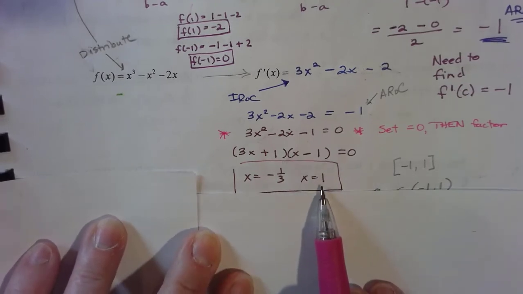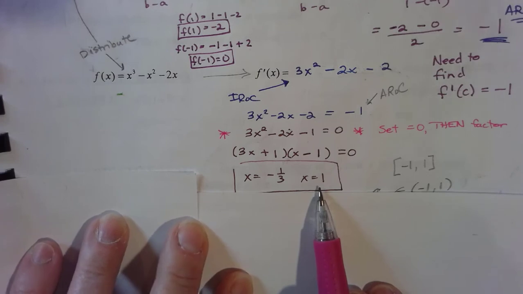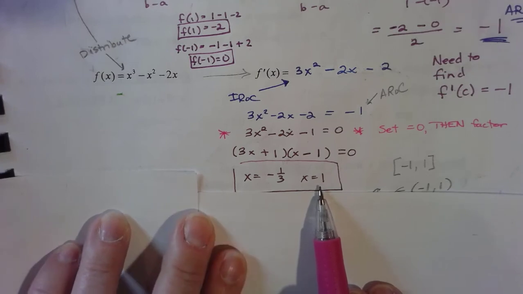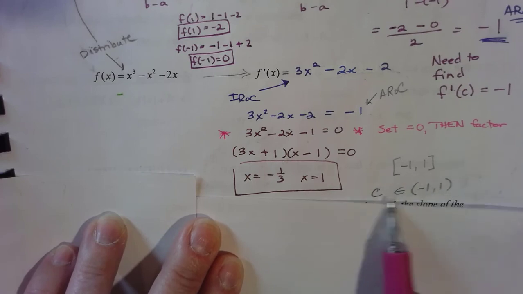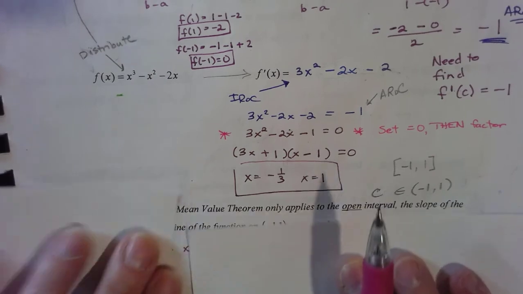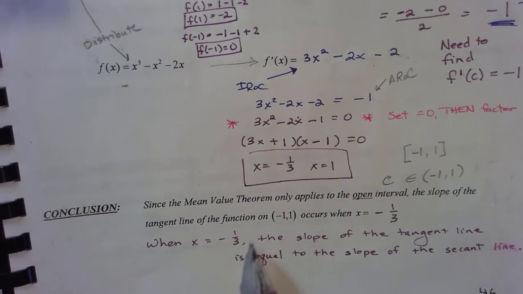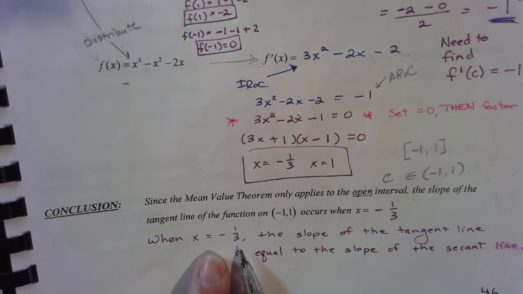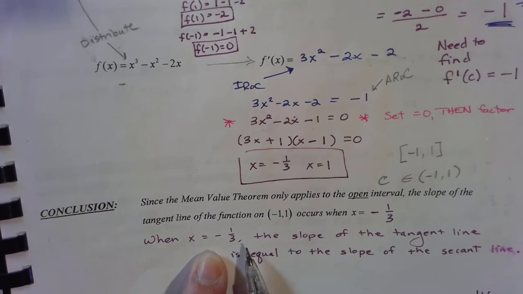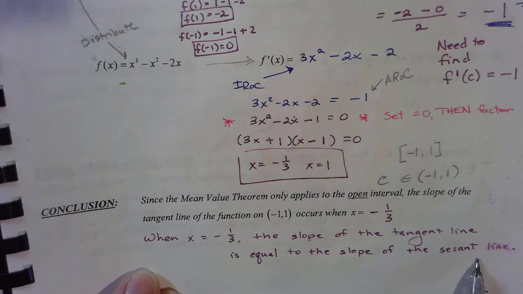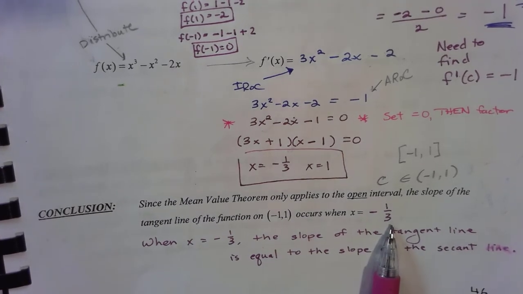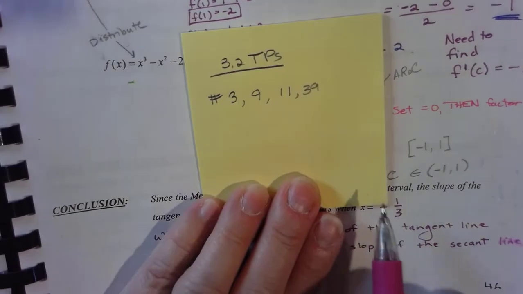But now we need to go back and only answer with the solution that is in the interval. So my closed interval is -1 to 1. The c that is on the open interval from -1 to 1 does not include where x is 1. So the only solution is when x is -1/3. The slope of the tangent line is going to be equal to the slope of the secant line only at x equals -1/3 in that interval.